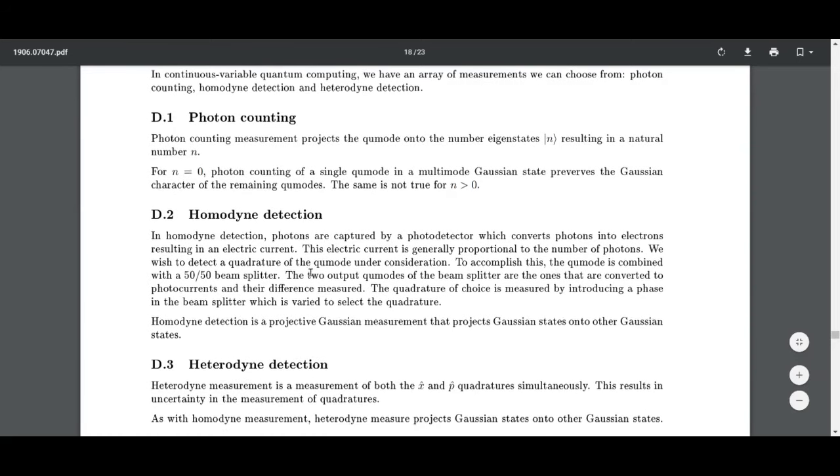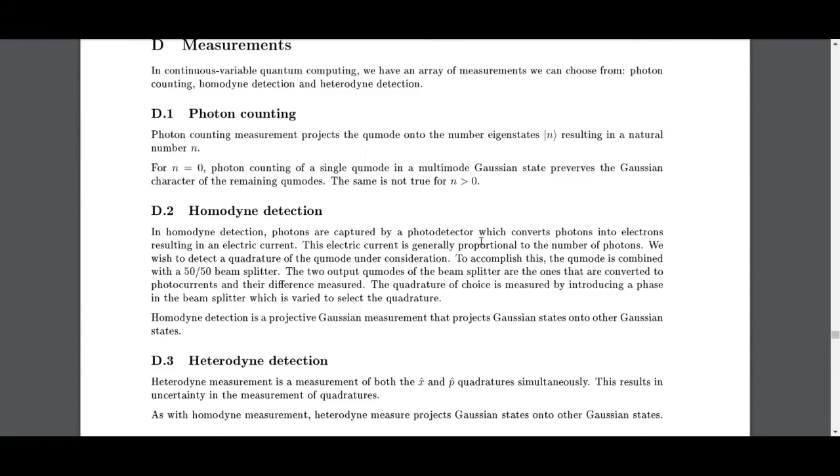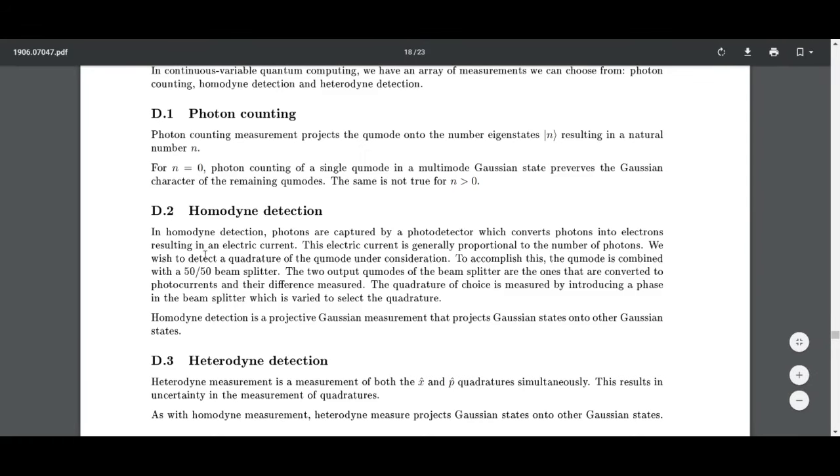Homodyne detection. Photons are captured by a photodetector which converts photons into electrons, resulting in the electric current. This electric current is generally proportional to the number of photons. We wish to detect the quadrature of the Q mode under consideration. To accomplish this, the Q mode is combined with a 50-50 beam splitter. The two output Q modes of the beam splitter are the ones that are converted to photocurrents. The quadrature is measured. It's a projective Gaussian measurement that projects Gaussian states onto other Gaussian states.